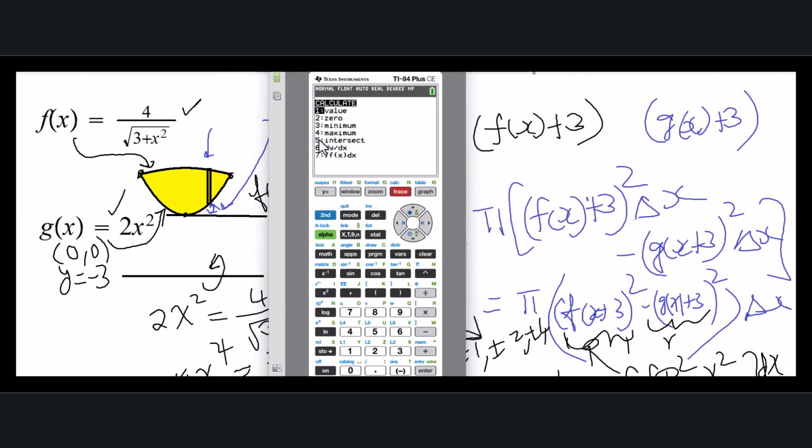We can either use option number 7 here, or we can go to math, and you can see number 9 is giving us the integral. Oh sorry, I was on the wrong place. Okay, sorry about that. So we go to math, and then number 9 for the integral. So we are going from -1.